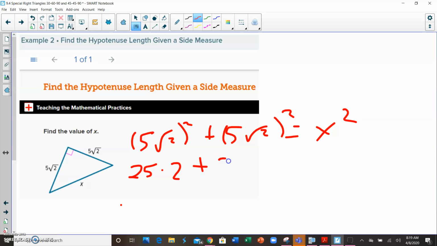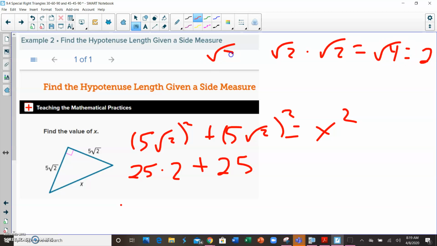Plus 5 times 5 is 25. The square root of 2 times the square root of 2, so that is equal to the square root of 4, which equals 2. So that is the square root of 2 squared, if you're wondering how I got that. Times 2 equals x squared.